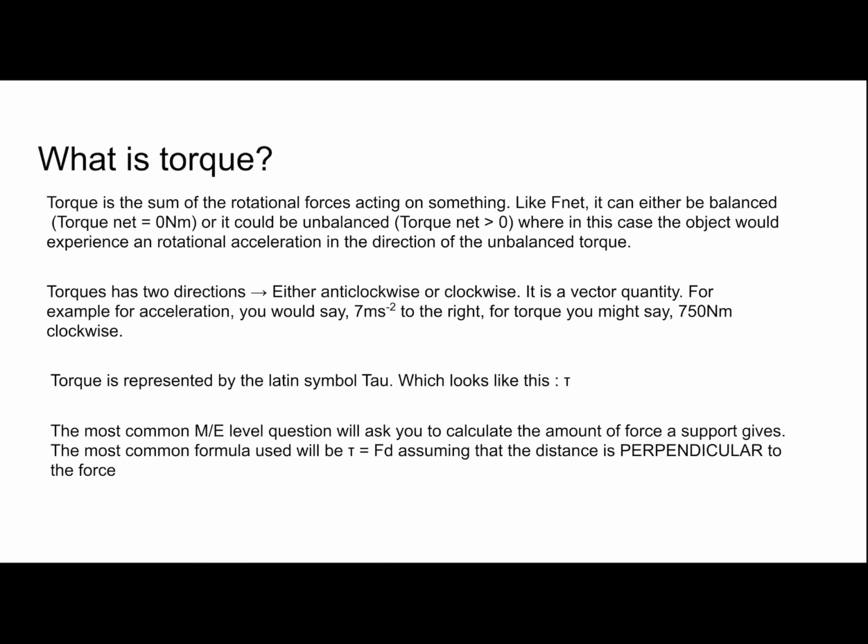The most common formula, and I think it's the only formula you really use, is torque equals force times distance. That assumes that the force and the distance are perpendicular, so they make a 90-degree angle. For example, if the force is acting downwards, the distance must be horizontal, so exactly 90 degrees to each other.